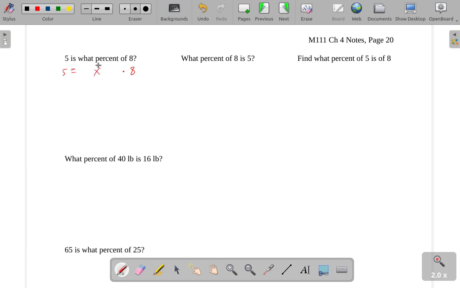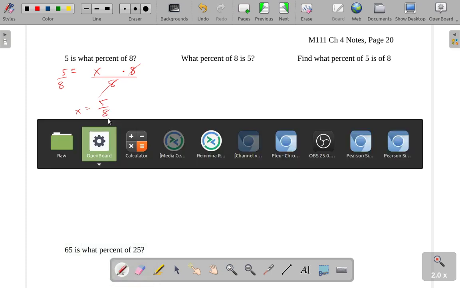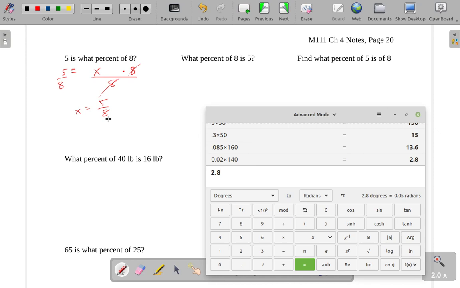I generally consider a percent a formatting of the number, so whatever value I get for x here, I'm just going to rewrite it as a percent at the end. I'm going to change its formatting. So I get 5 equals x times 8. The nice thing about writing it like this is now I can see I just need to divide both sides by 8, because the 8s will cancel out over here, and I get x equals 5/8. So I can ask my calculator what 5/8 is. That's 0.625.